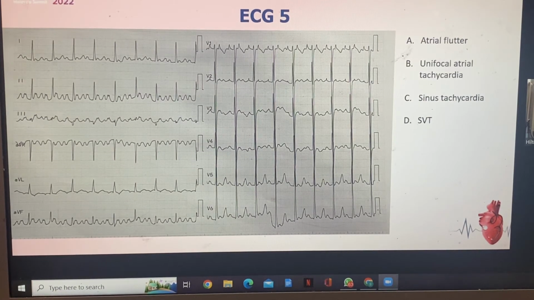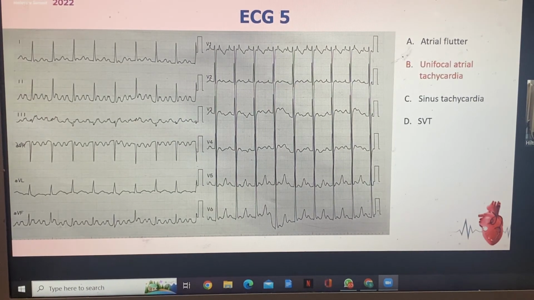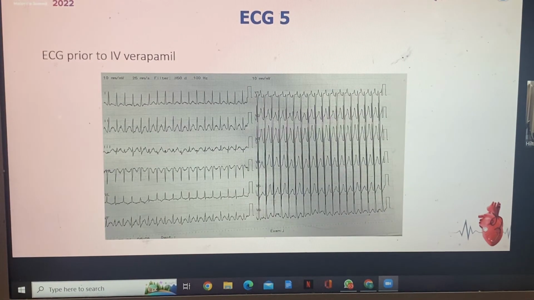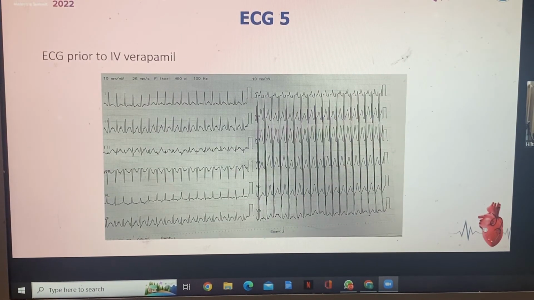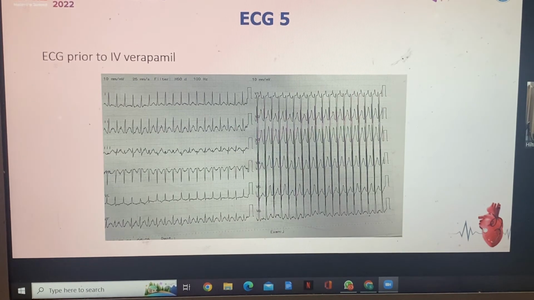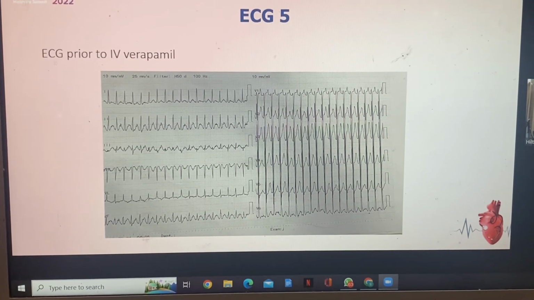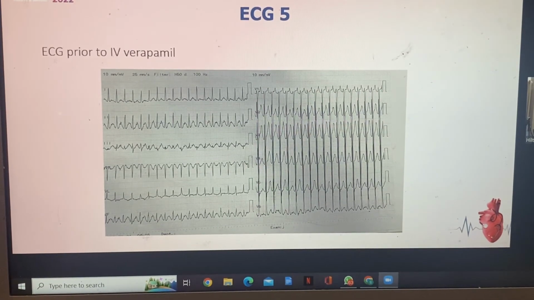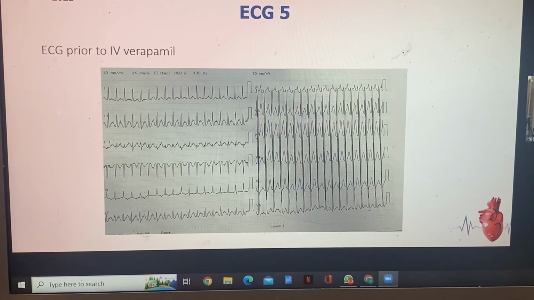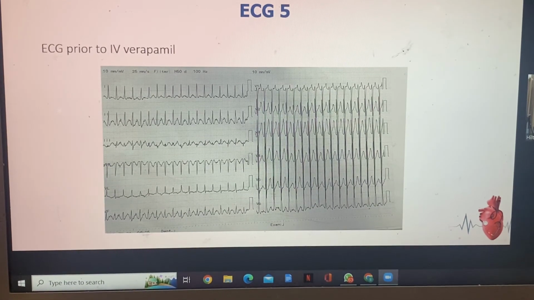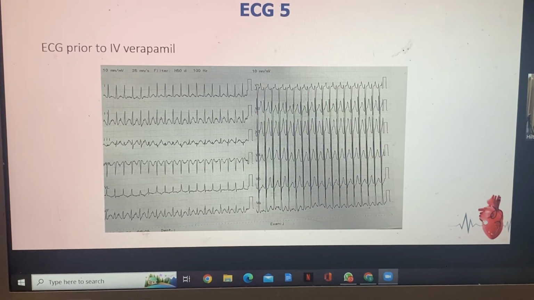Another differential, atrial flutter, is actually a good differential, because as I showed you before, flutter is one of them. But how to differentiate this? This is the ECG prior to giving verapamil. You can see a narrow complex tachycardia. This is the example. You can use verapamil. If you are not sure, you can also use adenosine to slow down the conduction at the AV node level, and you can see the P wave clearly.